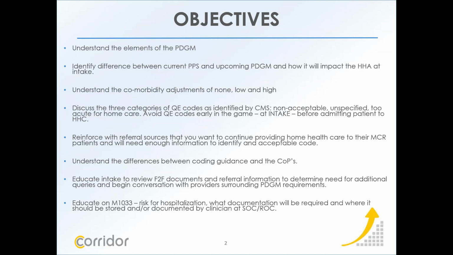We will start today's conversation by first covering the 4 main elements of the PDGM payment model. I will also quickly highlight the differences between today's PPS model and the PDGM version. And then Mary will take us into the coding aspect of the model, talking about how the primary diagnosis falls into the various clinical groupings, followed by the none, low, and high comorbidity adjustment that we'll now get, and the need to have the specific patient information to avoid those non-acceptable codes.